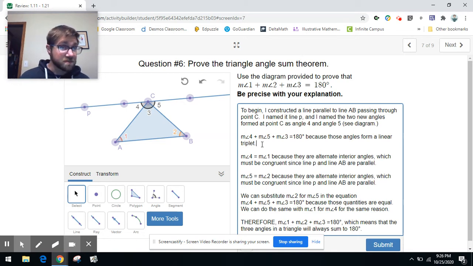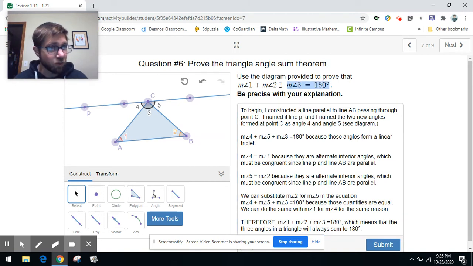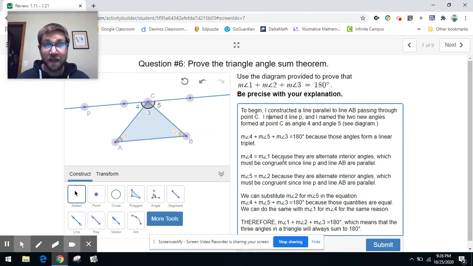Now, here's the argument. 3 and 4 and 5 together, those three angles are a straight line. They form a linear triple, so they should add up to 180 degrees, just like I want my three angles inside the triangle to do.